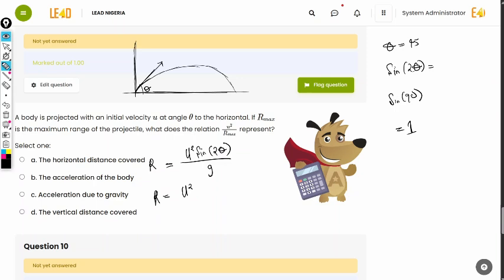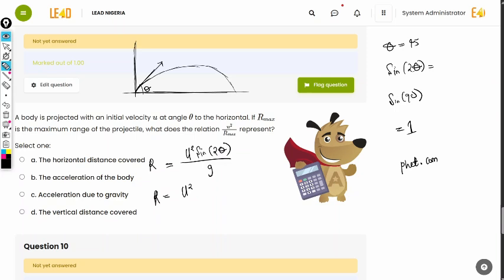You can also use the simulation on phet.com on projectiles and vary your angle, right? And then see that, of course, anything below 45 or above 45 gives you less of a range than what you have at 45 degrees. Okay, anyway, so I hope I've established that.